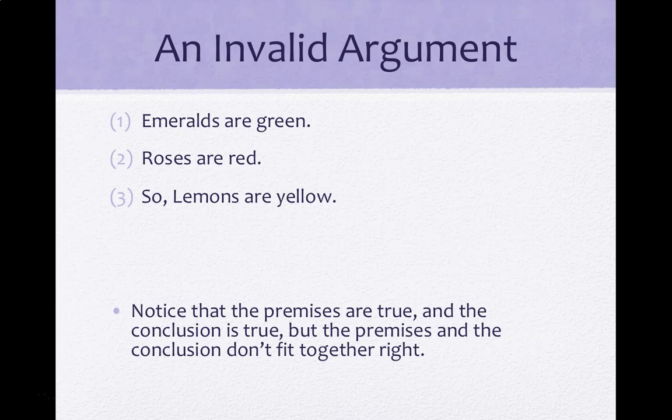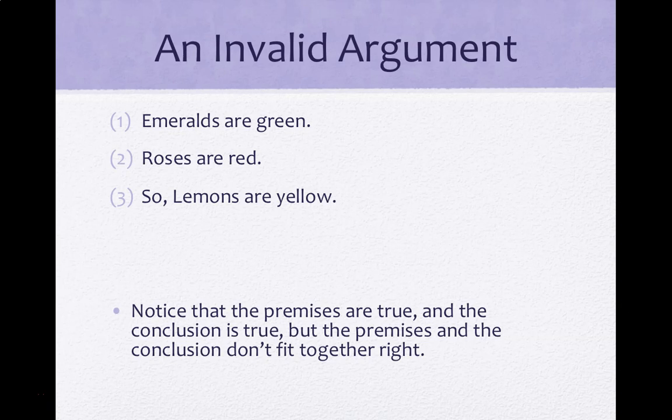So when we look at this, we can start to see that the point of validity in an argument is that it has the right form, that the premises fit together with each other and the conclusion in such a way that the argument makes sense. Whereas this invalid argument, emeralds are green, roses are red, so lemons are yellow, right?